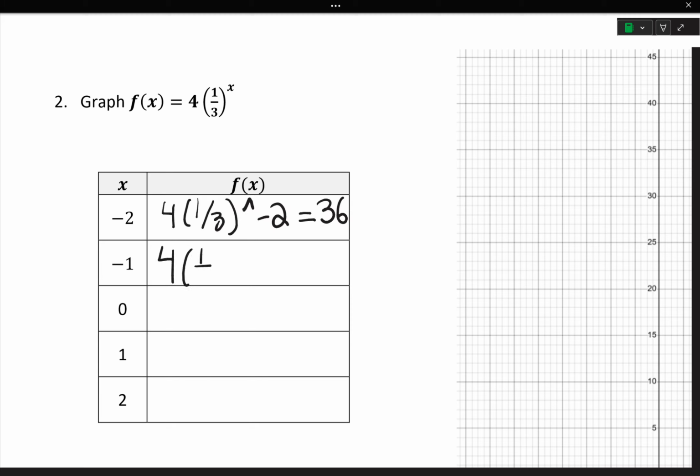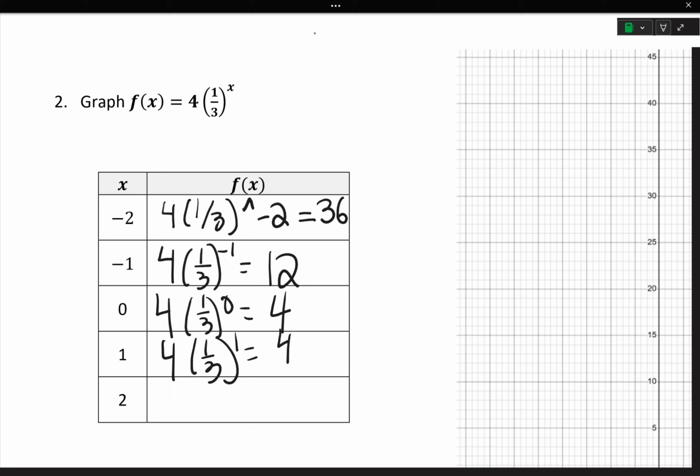Alright, for 4 times 1/3 to the power of -1, you get 12. Then 4, then 4/3, and then 4/9. Just like before, we get 5 points.